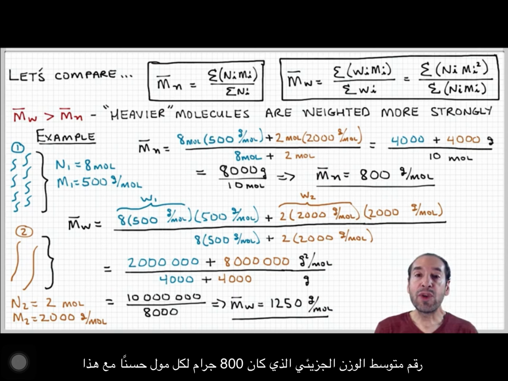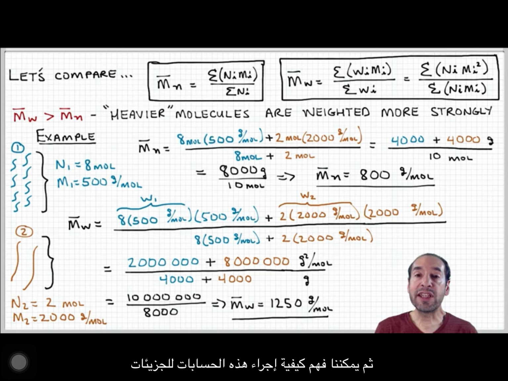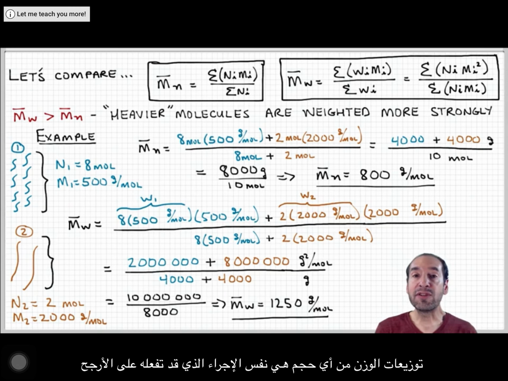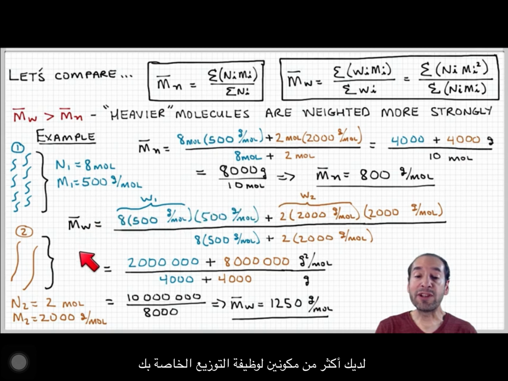Okay, so with this framework, we can understand how to do these calculations for molecular weight distributions of any size. It's the same procedure. You would probably just have more than two components to your distribution function.